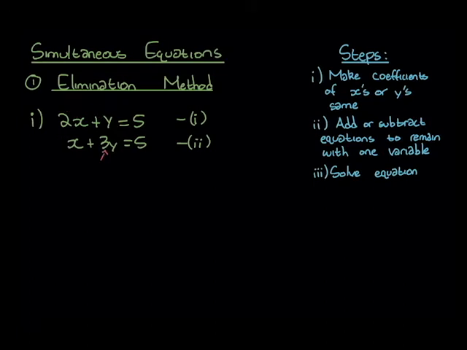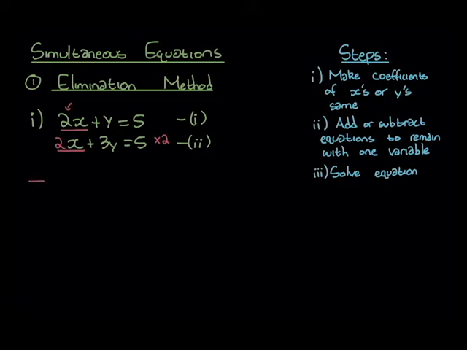Our first step says make coefficients of x's or y's the same. So we want either these coefficients to be the same, or these coefficients to be the same. In this case, I feel that making the coefficients of the x's the same will be easier. The coefficient of this x is 2, so I want to make this 2 also, and to do that, I would have to multiply the whole equation by 2.